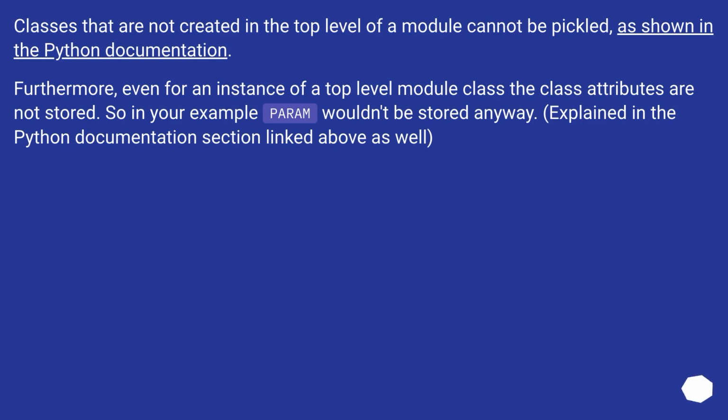Classes that are not created in the top level of a module cannot be pickled, as shown in the Python documentation. Furthermore, even for an instance of a top-level module class, the class attributes are not stored. So in your example, param wouldn't be stored anyway. Explained in the Python documentation section linked above as well.